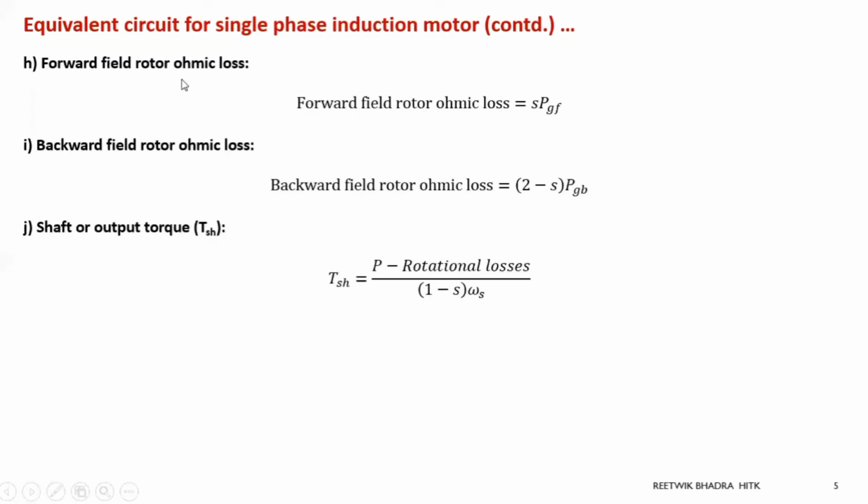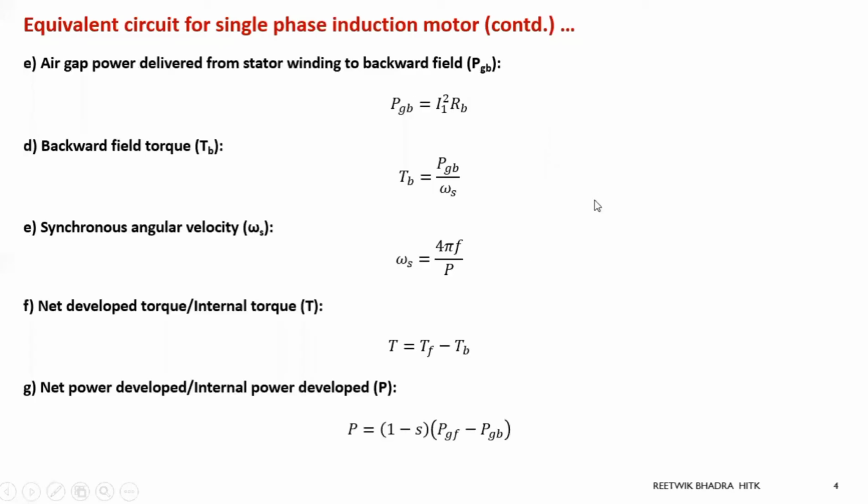Next, what will be the rotor ohmic loss? Rotor ohmic loss is nothing but S Pg. There will be two losses: one due to the forward field, which will be S PGF, and one due to the backward field. What is the slip due to the backward field? It is 2 minus S. So this will be 2 minus S into PGB. If you remember your three-phase induction motor formulas, single phase is the same. All relations come from there, except there are two fields over here, one forward and one backward. So all relations are the same.